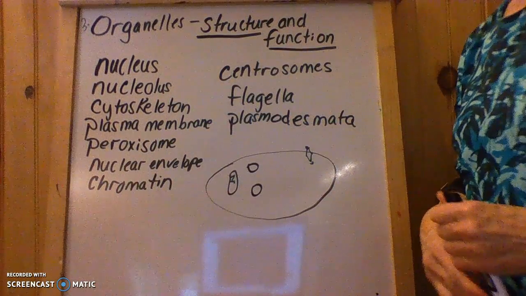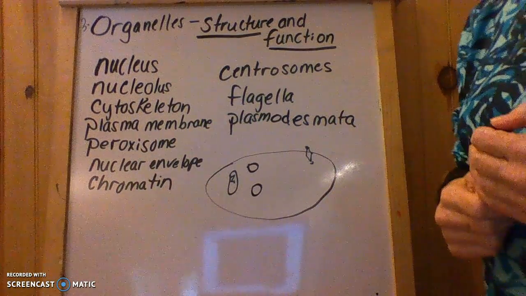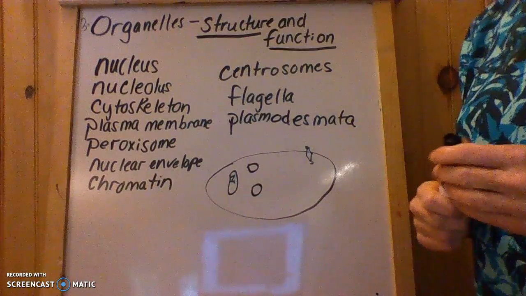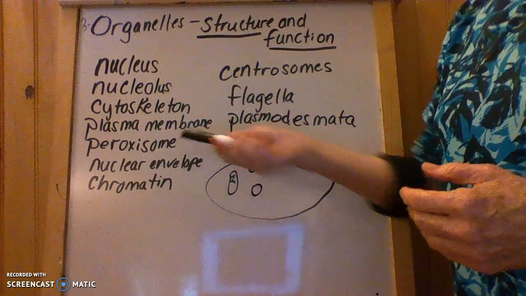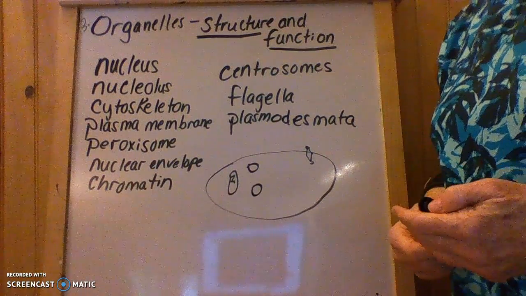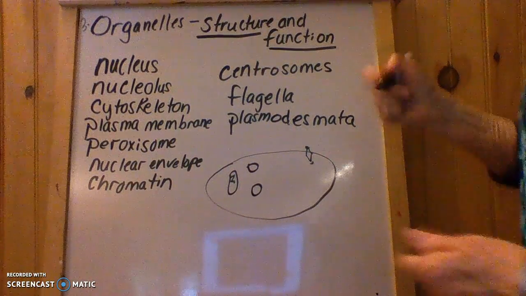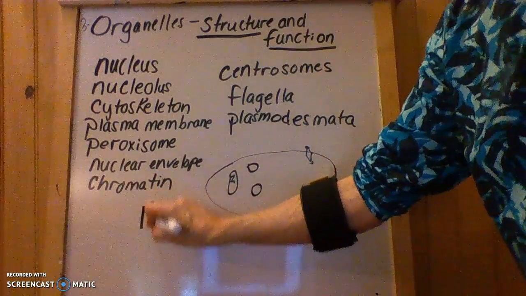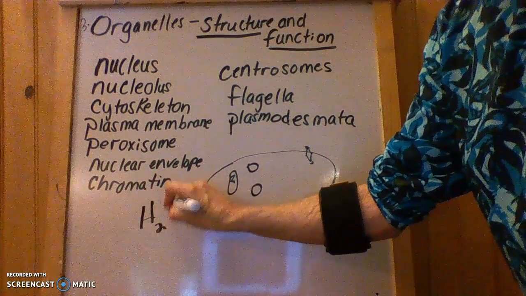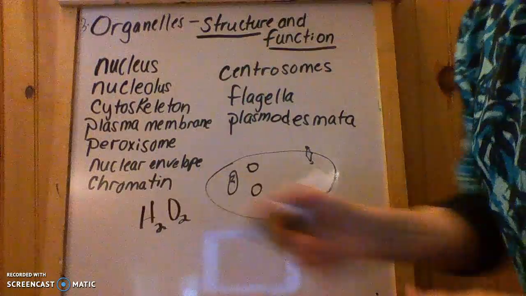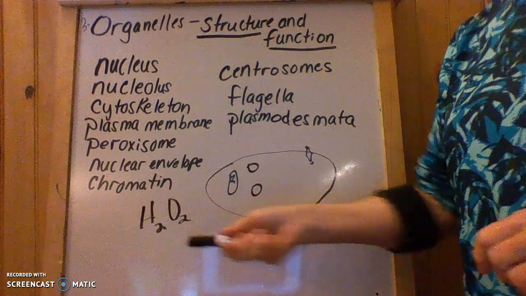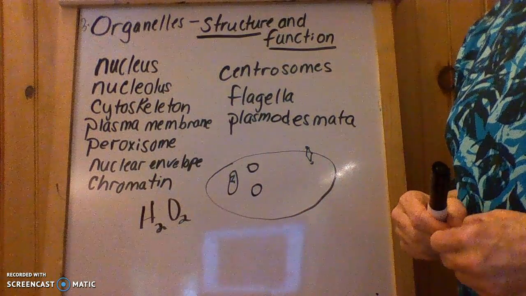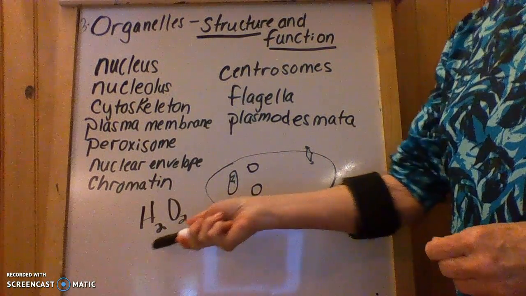Peroxisomes are something we would have mentioned in the honors college prep course. And this is an organelle that is pretty on the strange side. It makes hydrogen peroxide, H2O2, and that H2O2 we're familiar with putting on cuts. I always tell students in anatomy, hydrogen peroxide is actually not an antibacterial agent. It does not kill bacteria.